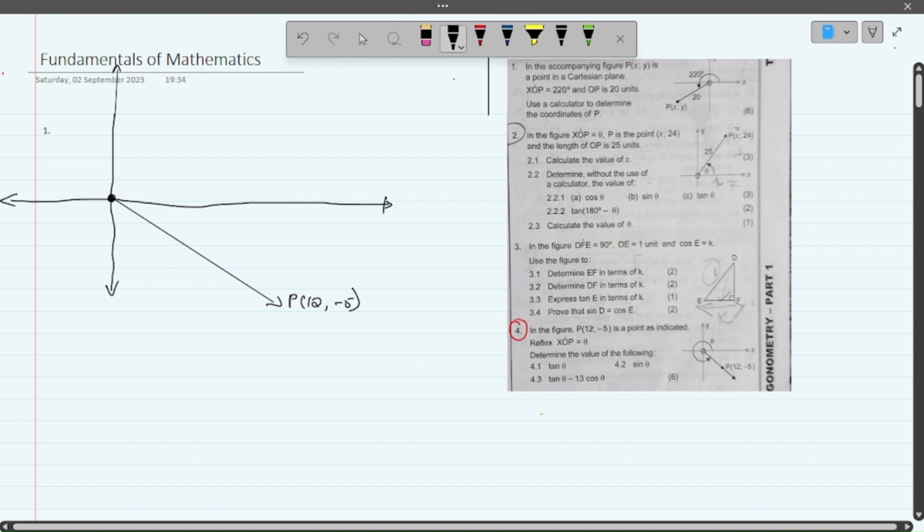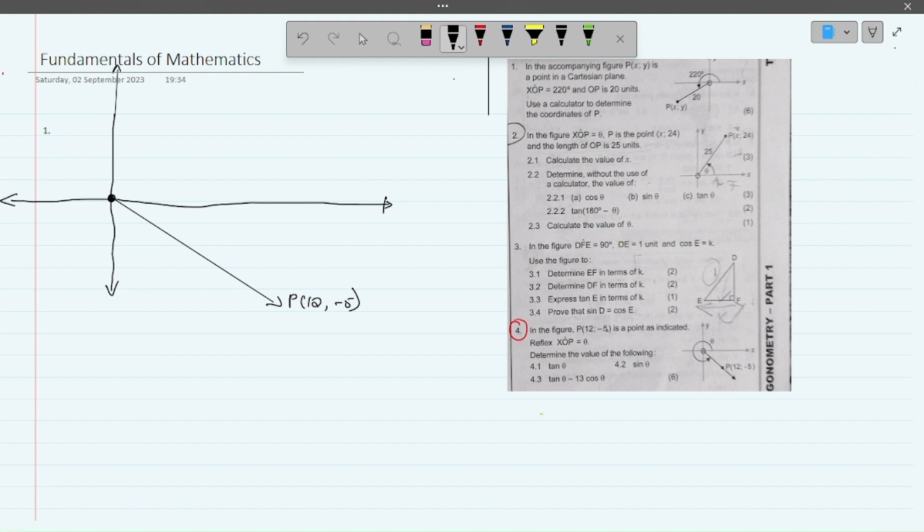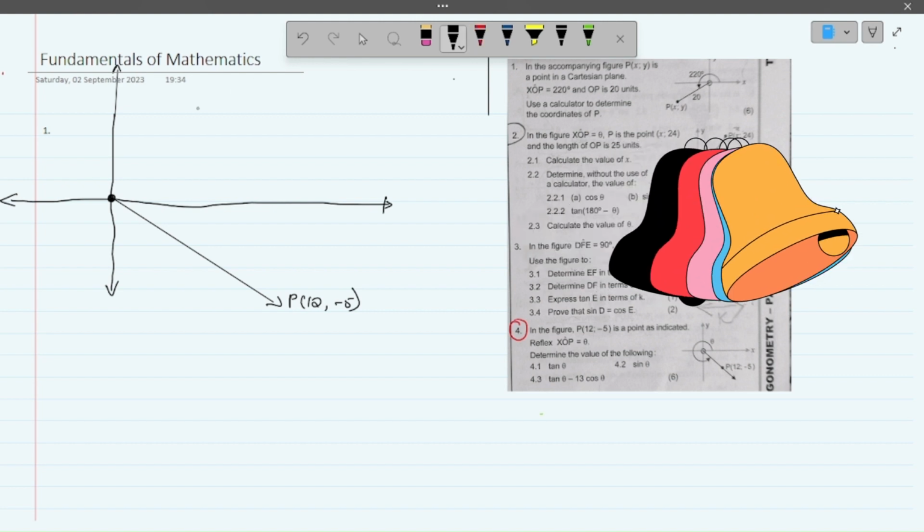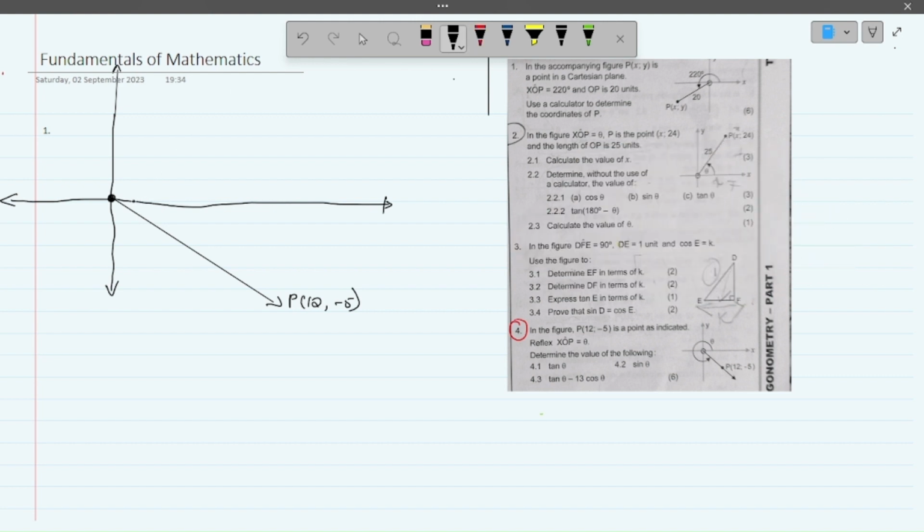Question 4 says: in the figure, P, which is (12, -5), is a point as indicated. The reflex angle xOP is equal to theta.